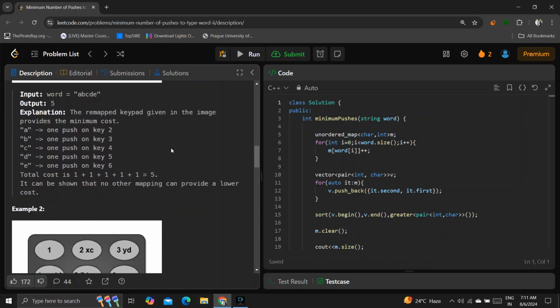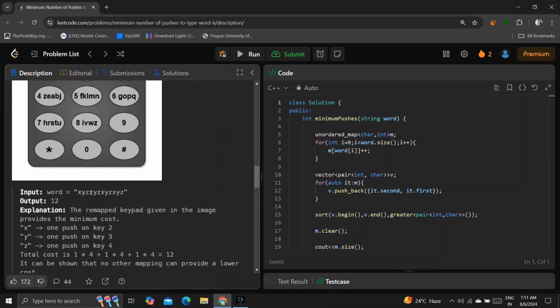Like in this case, XYZ, XYZ, XYZ, and XYZ. Each letter is coming 4 times. X is coming 4 times, Y is coming 4 times, Z is coming 4 times. So here I will do that.